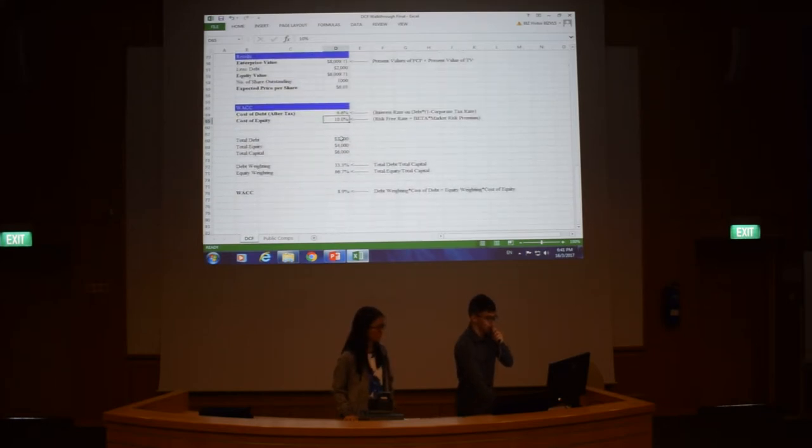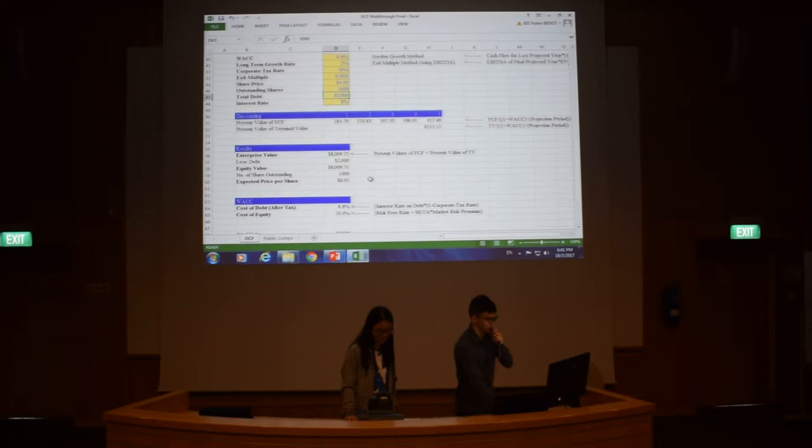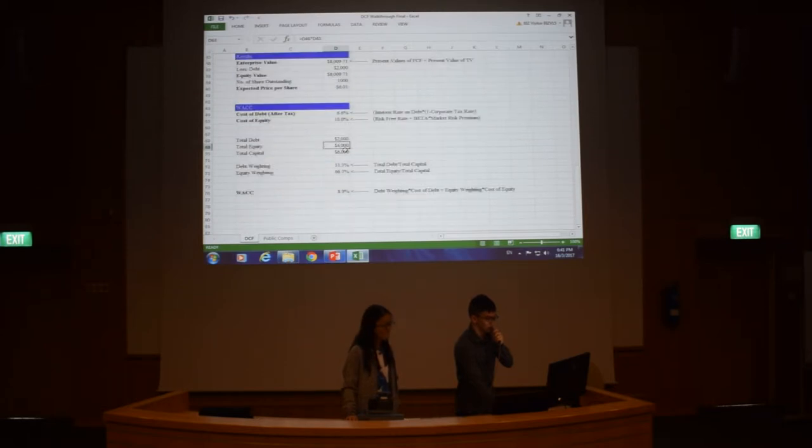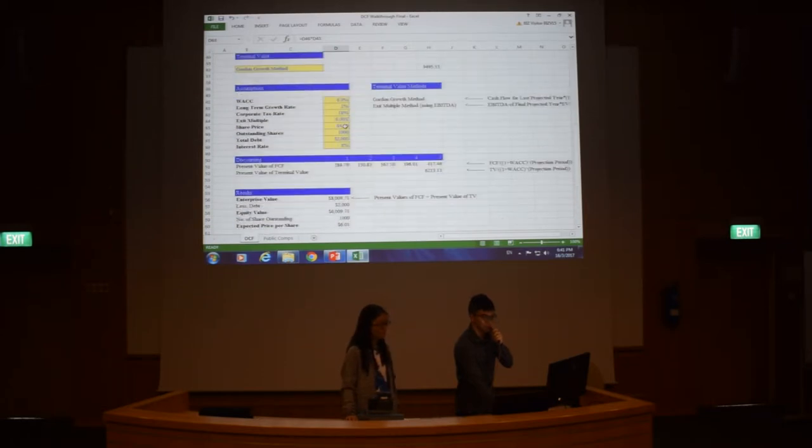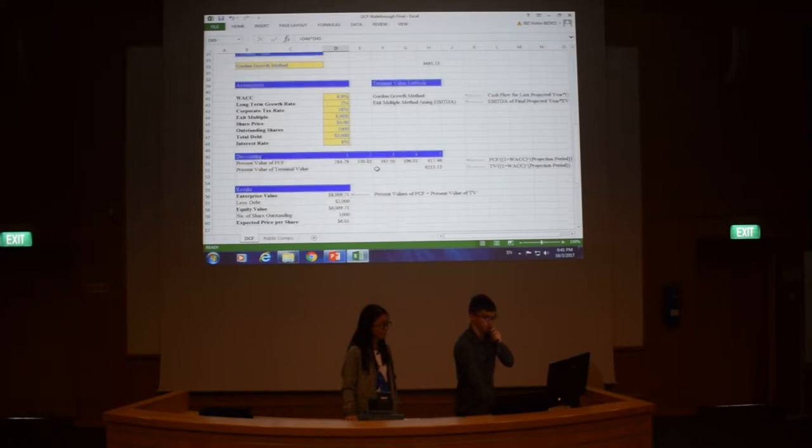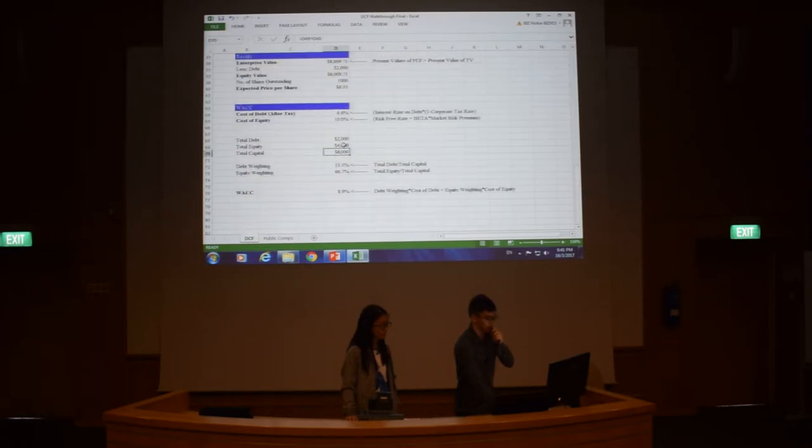So how are we going to find out the weights for each of them? Because it's weighted, we find the total debt, which is under our assumptions here, and the total equity, which is the price of the stock times the number of outstanding shares. Our total capital will just be the sum of the two. You calculate the weight of debt by taking total debt divided by total capital, and for equity, we do the same: total equity divided by total capital.